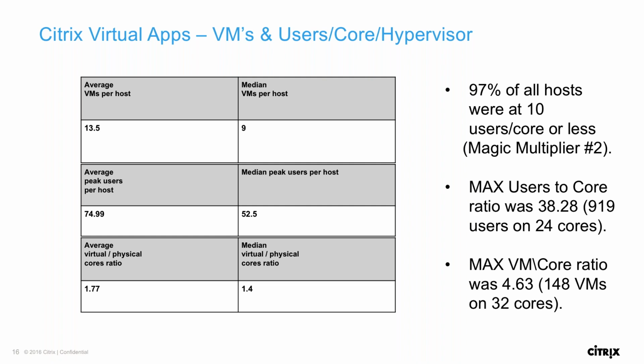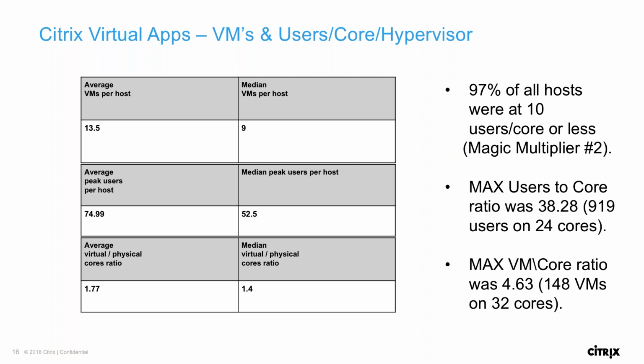I added some additional data here on the side. If you look at Nick Rendelin's article, he says the magic multiplier for users per core is 10. So you want to be around 10 for Citrix Virtual Apps. What we find in our data is that customers are following that advice. 97% of all the hosts that we found were at 10 users per core or less. So it was very rare to find someone exceeding that, though we did find some examples. The second bullet point you see there, max users to core ratio, was 38.28. That's quite impressive scalability. 919 users on 24 cores is what we found in the data.